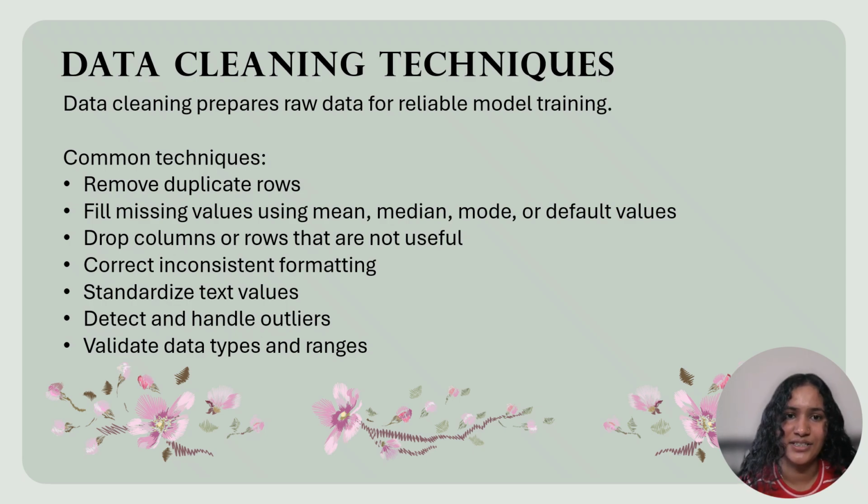Text standardization is another common step. Data cleaning also involves detecting and handling outliers. Outliers are unusually high or low values. They may distort model training. Depending on the situation, they may be corrected, transformed, or removed. Finally, data types and value ranges should be validated. This means checking that each field contains the correct type of data and falls within a reasonable range. For example, an age value should be numeric and should not be negative.